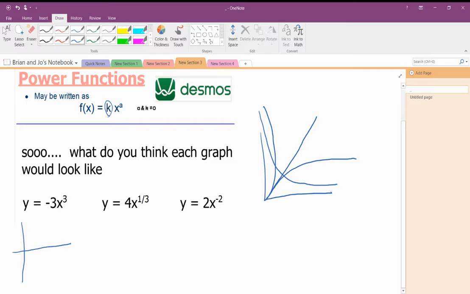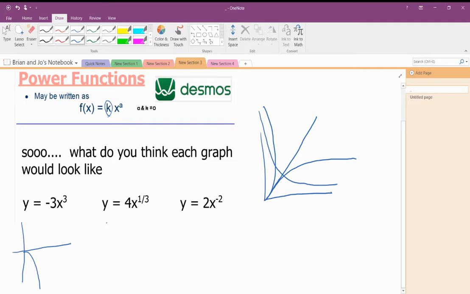So on this one, it's a cubic. I know what a cubic looks like. The power is bigger than 1, so it should be growing upward here. It's growing upward. Oh, but wait, the a value is negative, which means it would reflect. So the answer you should have had was something like this, that it goes downward.